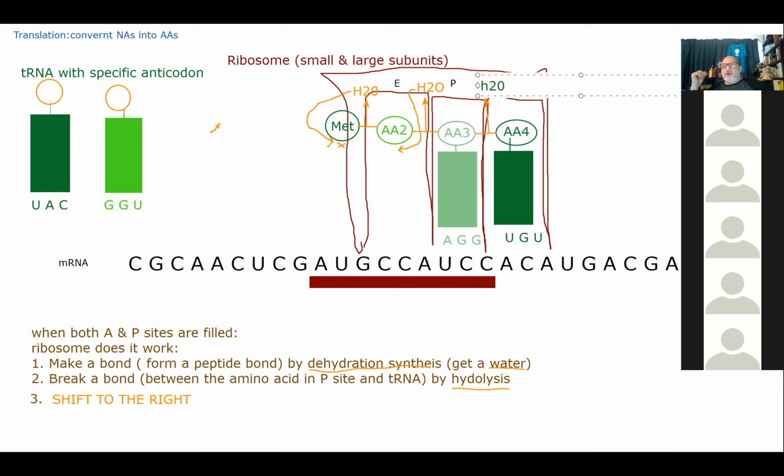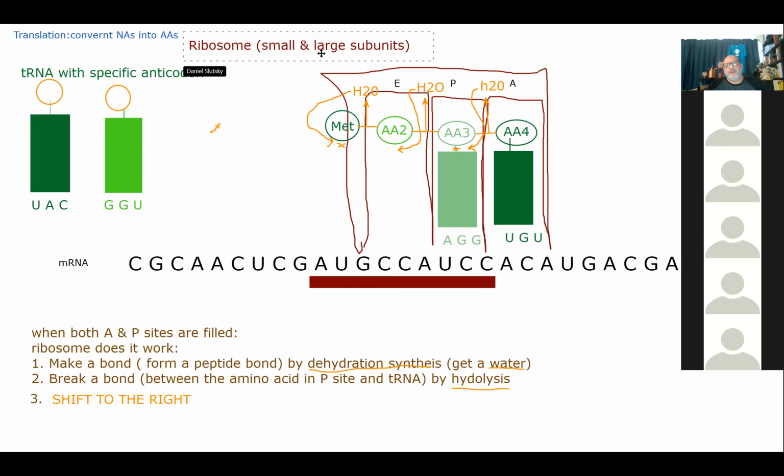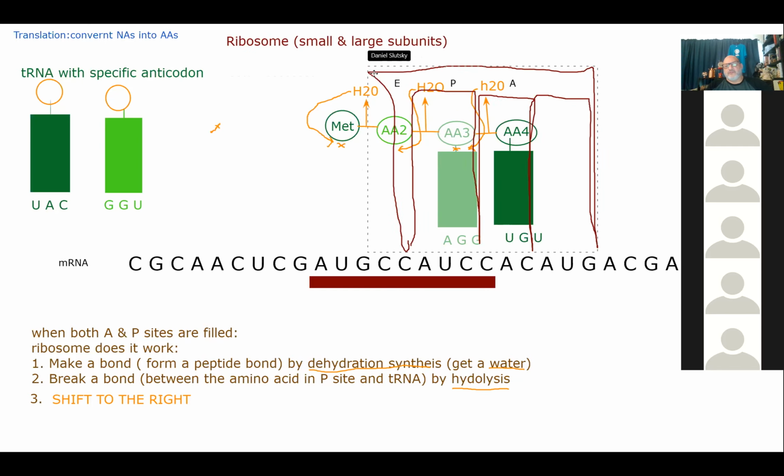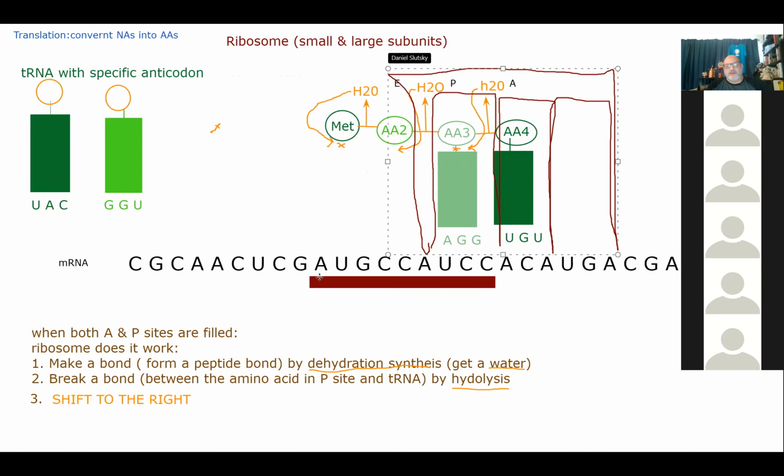And then once we get our water, we can use that water to do what? Break the bond by hydrolysis. Yep, using hydrolysis, break the bond between the transfer RNA and the amino acid in the P site. And once this is done, what happens next? It all is going to shift to the right. Absolutely. I keep forgetting to shift my small subunit with it. Sorry.